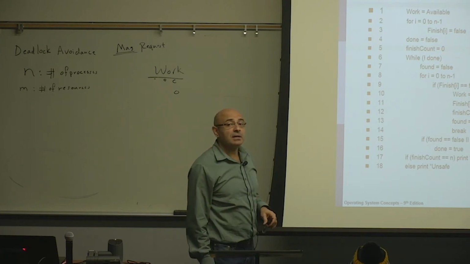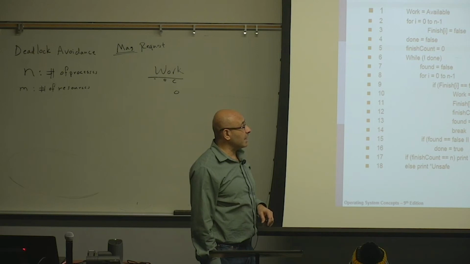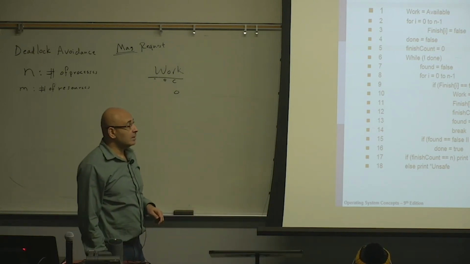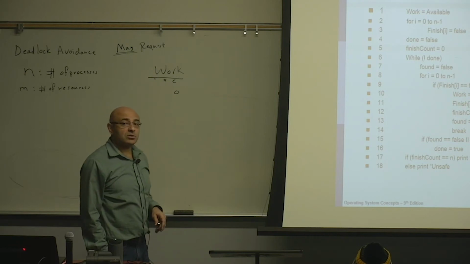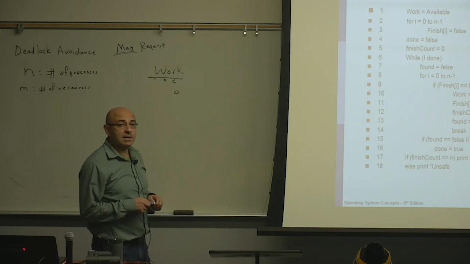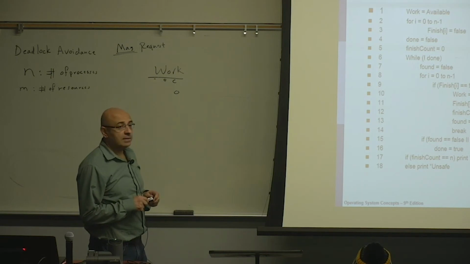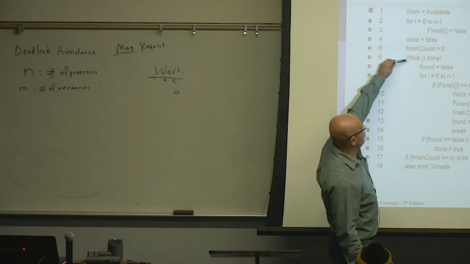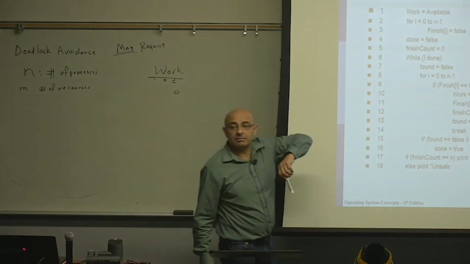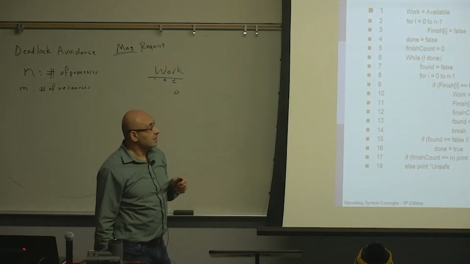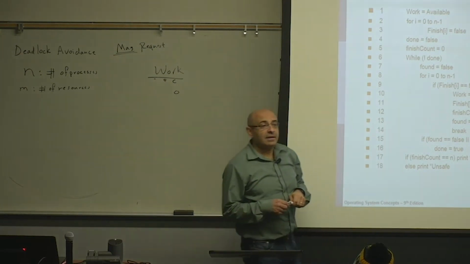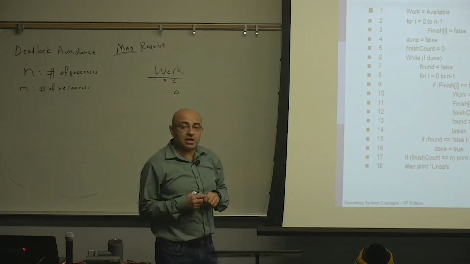M times n. So where is the m in the algorithm? Why is it m times n? Okay, so show me in the algorithm, where is the m? Okay, so how many times will this outer loop be executed? N, yeah. It's the number of processes. So each time we'll try to find a process.